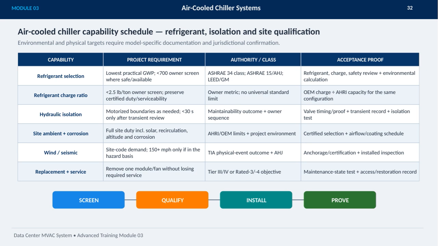Finally, replacement and serviceability demand that individual modules or fans can be removed without compromising required service, supporting Tier 3/4 or rated 3/4 objectives. Maintenance tests must be recorded along with access and restoration procedures. Throughout, the process follows 4 key phases: screen, qualify, install, and prove, to ensure full compliance and operational reliability for air-cooled chiller systems in data center MVAC applications.